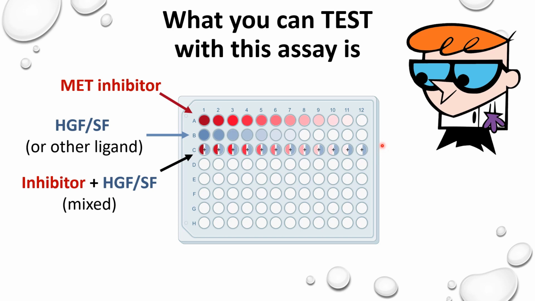So this is a very simple example of how we can use the MDCK scatter assay to test how well an inhibitor works. I hope this is clear.